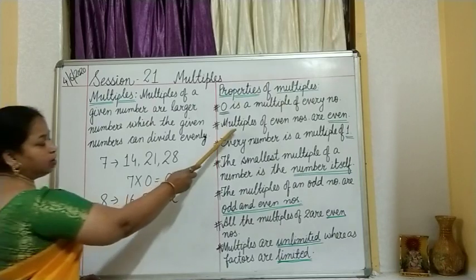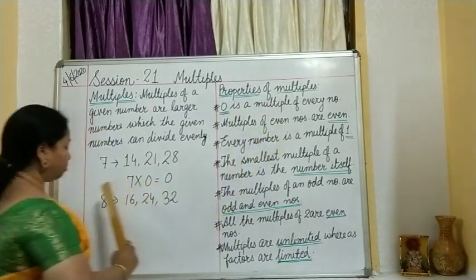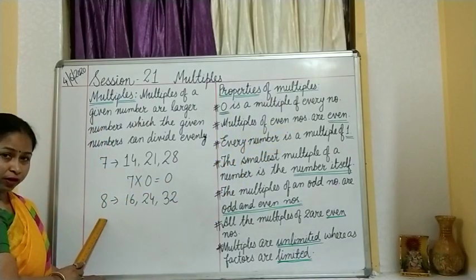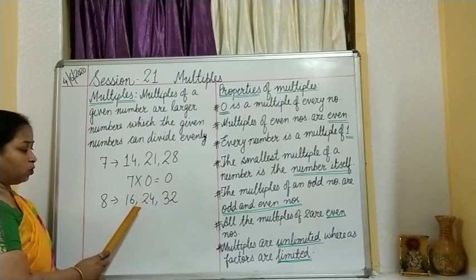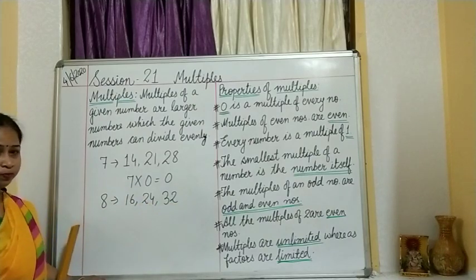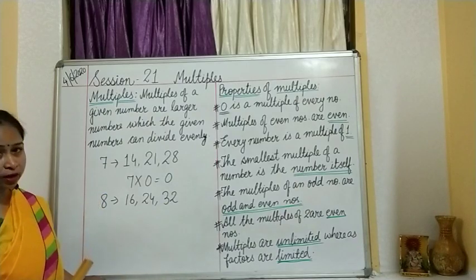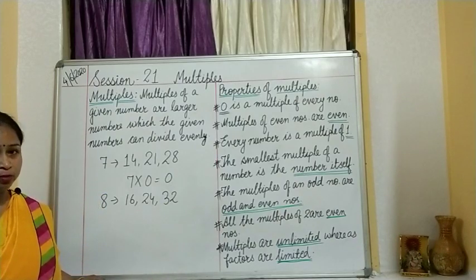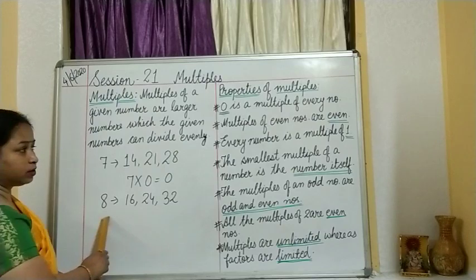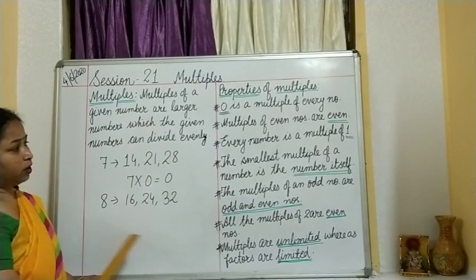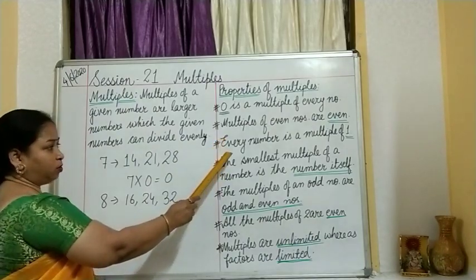Now multiples of even numbers are even. 8 is an even number. What are 16, 24, 32? These are also even numbers. And what are even numbers? The numbers which are divisible by 2. So is this example clear to you all? Okay. Move on to the third property.